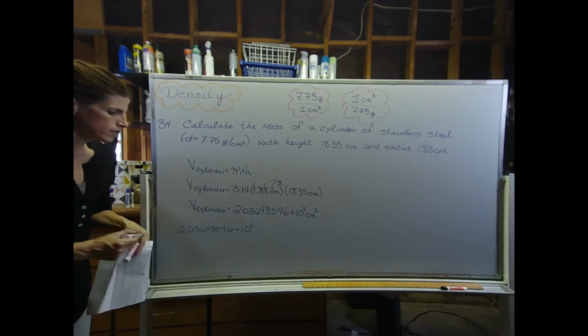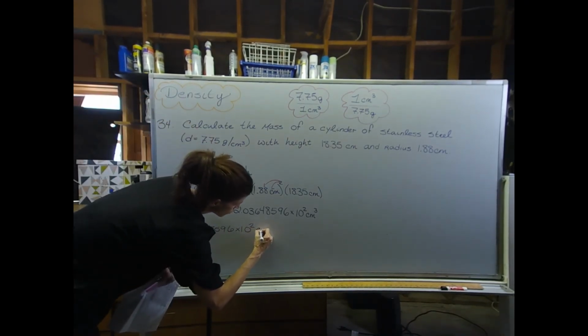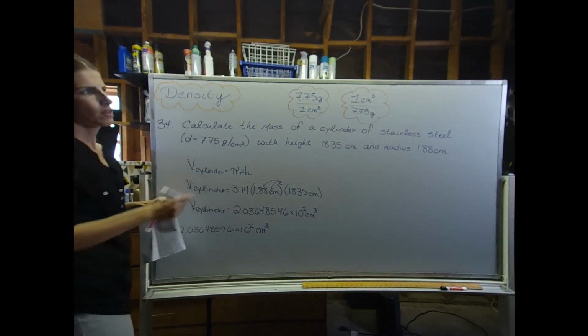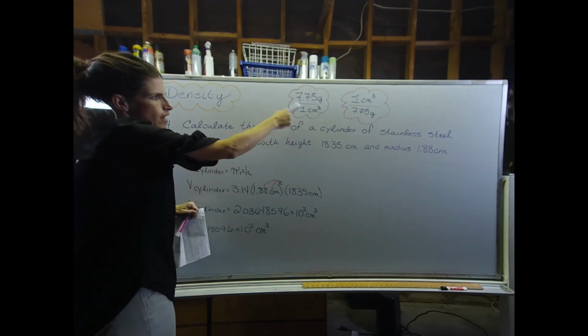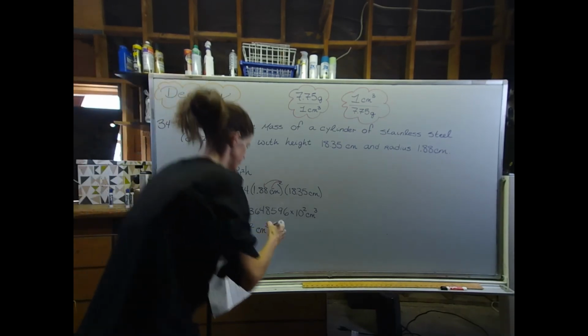So since this volume value has units of centimeters cubed, and I'm trying to get rid of that, I think I can use this version of the density conversion factor. That'll get rid of the centimeters cubed and leave me with grams.